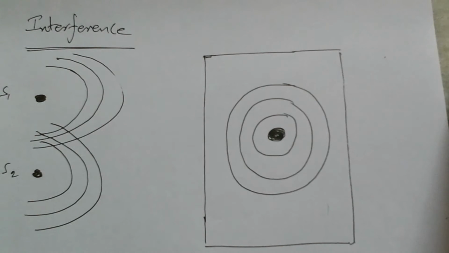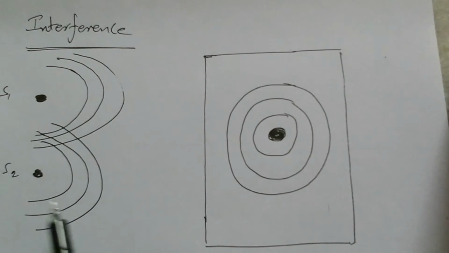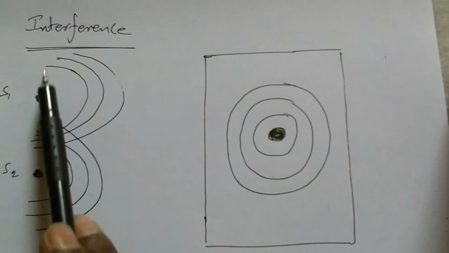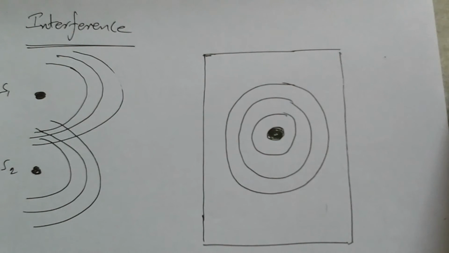Once again I am explaining. S1 is a source of coherence and S2 is also a source of coherence. Both are coherent sources we have taken. Coherence means maintaining constant phase, constant frequency, same frequency, almost same frequency, constant phase and almost same frequency. So these two coherent sources we have taken.